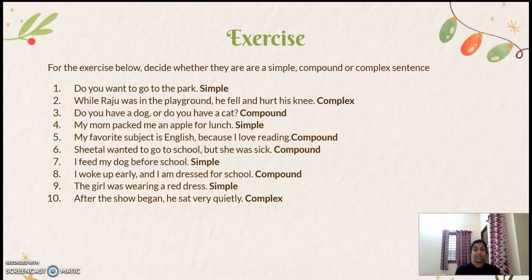The girl was wearing a red dress. Just one thought, the girl was wearing a red dress. So this is a simple sentence. After the show began, he sat very quietly. After the show began is a dependent clause. What happens after the show began? You don't know if the independent clause is not there. After is the conjunction. He sat very quietly is the independent clause. So this is a complex sentence. Hopefully, by the end of this presentation, you understood what a simple, a compound, and a complex sentence is and what they look like. Thank you.